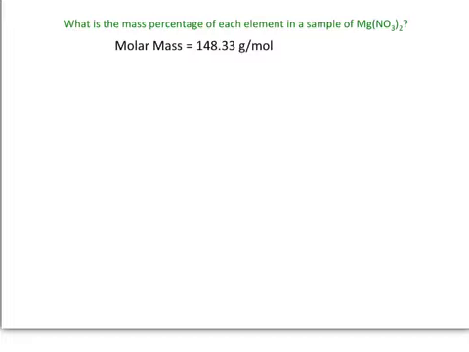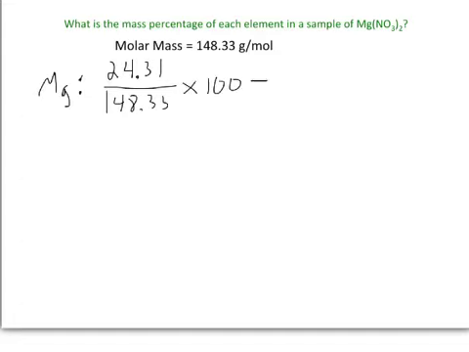So we have the molar mass that we calculated on the previous slide. To determine the mass percentage of magnesium, I'll just take the molar mass of 1 magnesium divided by the total molar mass. So for magnesium, the mass percentage is 24.31 divided by 148.33 times 100. And the mass percentage I get for magnesium is 16.39%.